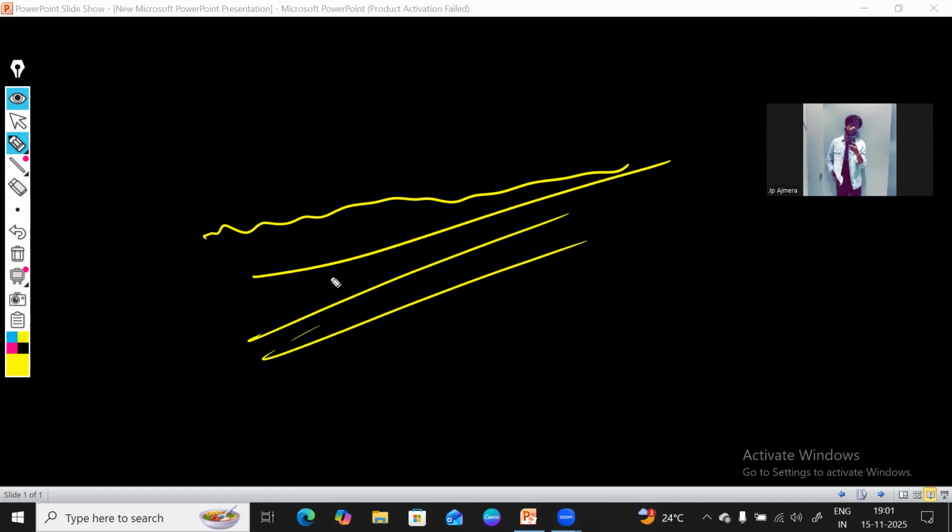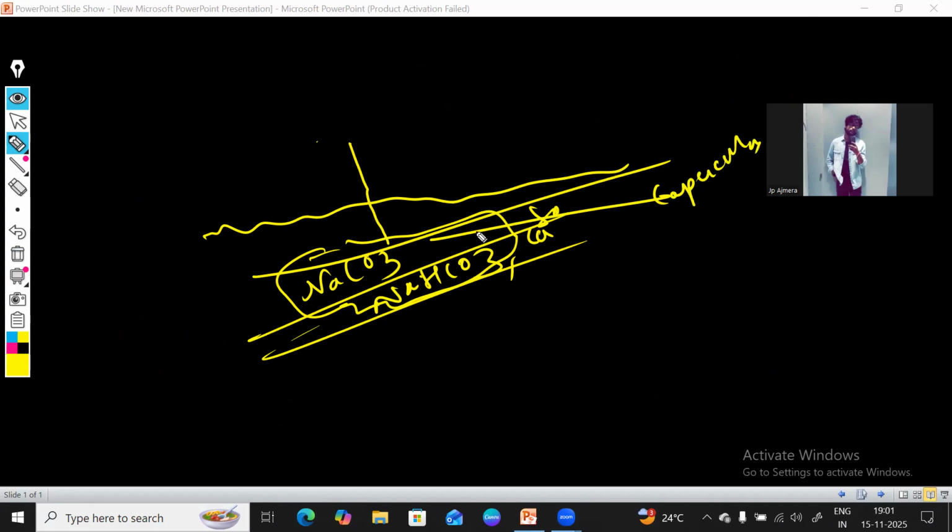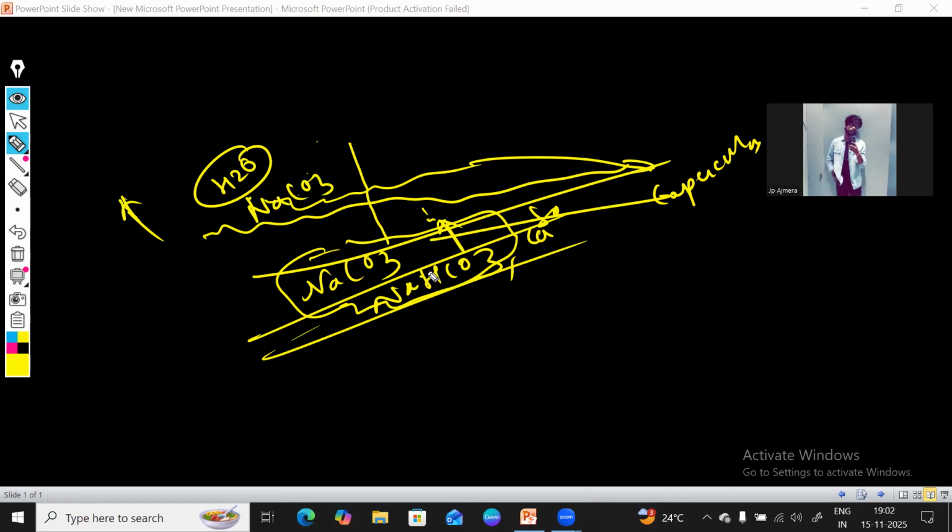These are the horizons. There are already salts present in the soil, like sodium carbonate, sodium bicarbonate, there may be calcium salts as well, sulfate salts as well. They dissolve in the water. Due to high temperature, evaporation happens. Due to capillary rise, these salts dissolved in the water come to the soil surface by the capillary action of water. After that, evaporation happens, so the water is evaporated by the temperature, but the salts remain on the soil surface.